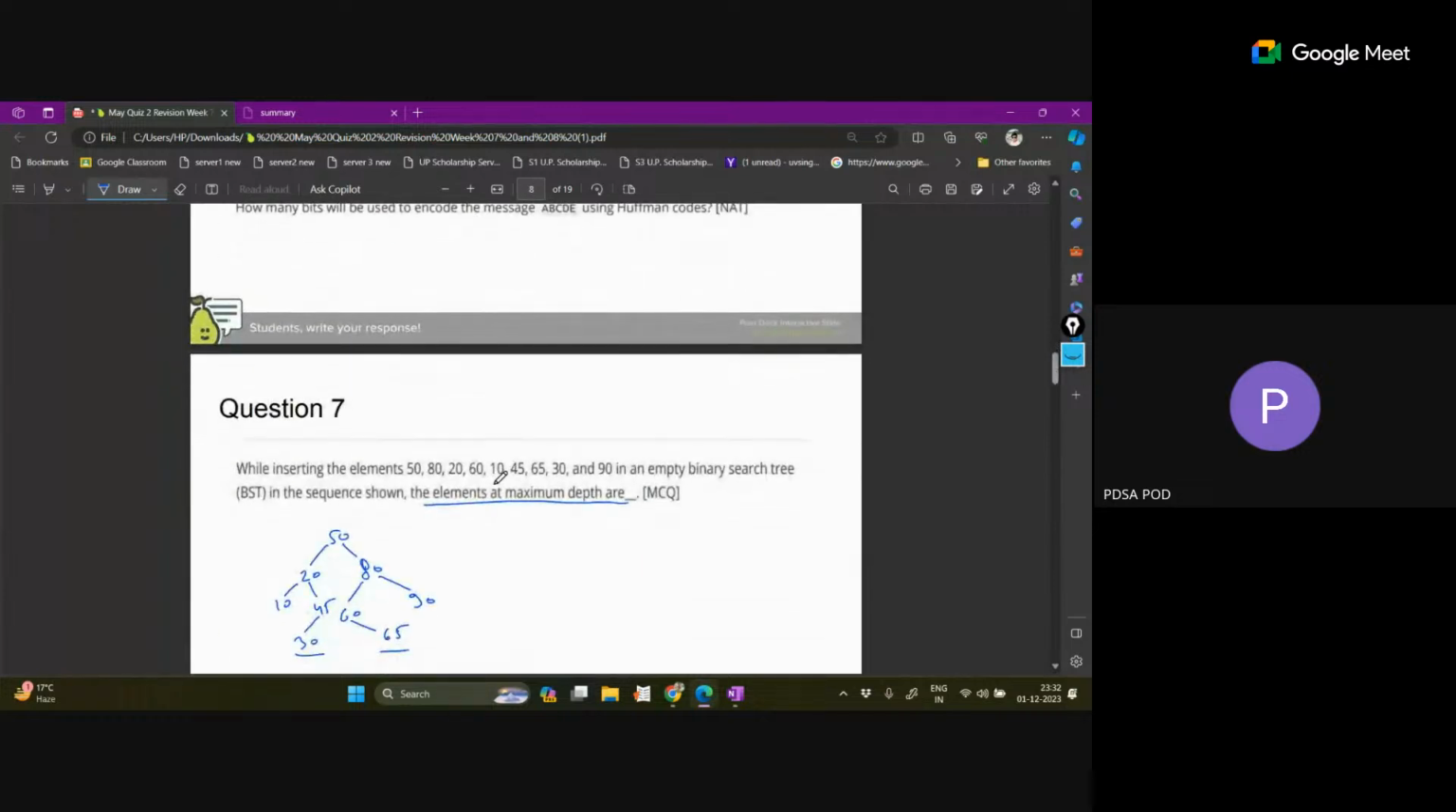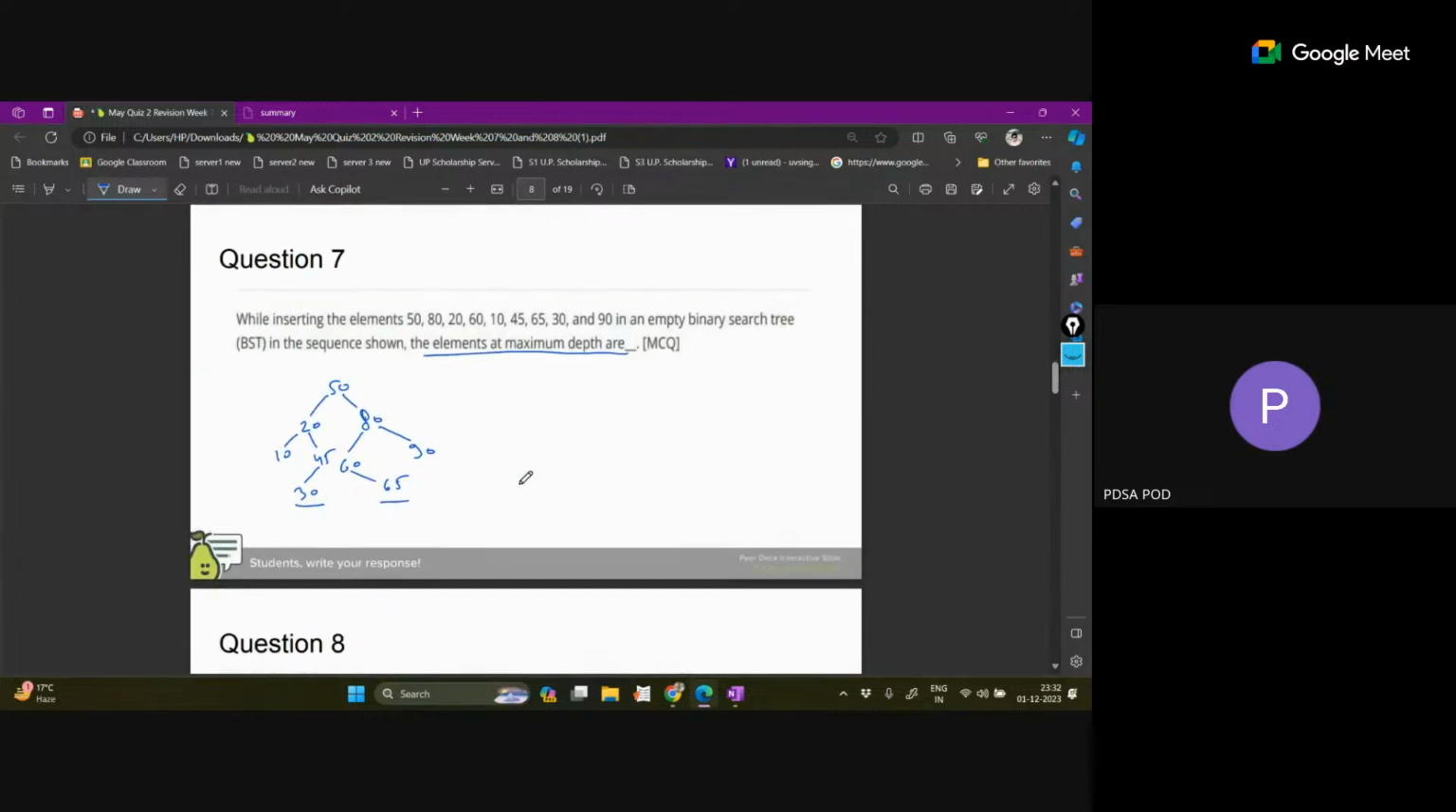And some questions are also related to pre-order and post-order traversals being given. So how can you generate the tree? If pre-order is given, then definitely the root will come first, so you can just make the root node. Suppose this is the information: 20, 30, 5, 4, 3, 8. This is the pre-order of a tree, so you can generate a binary search tree for this.